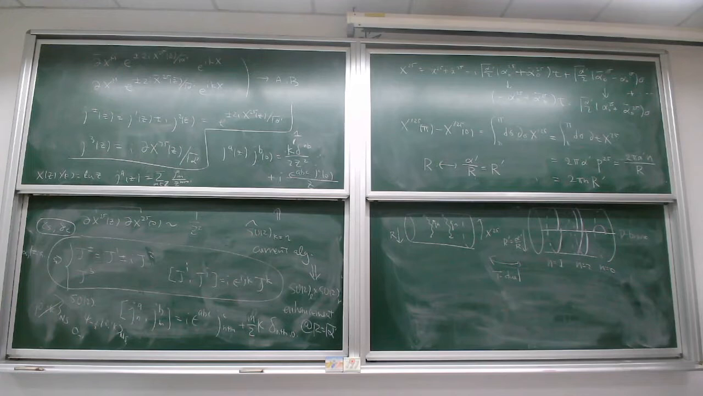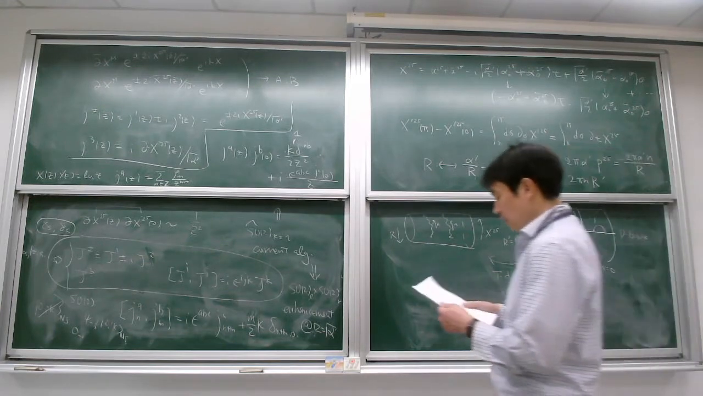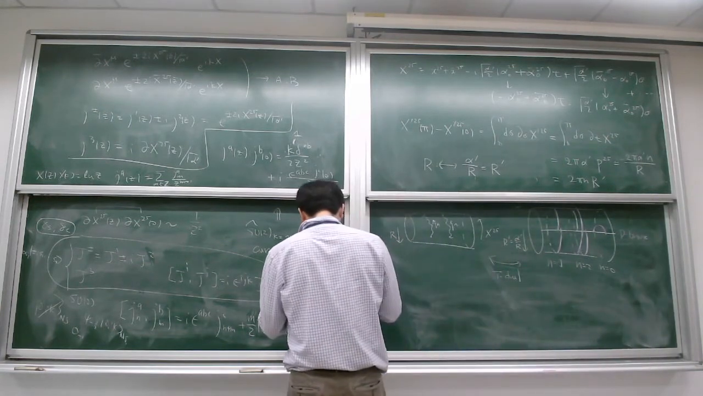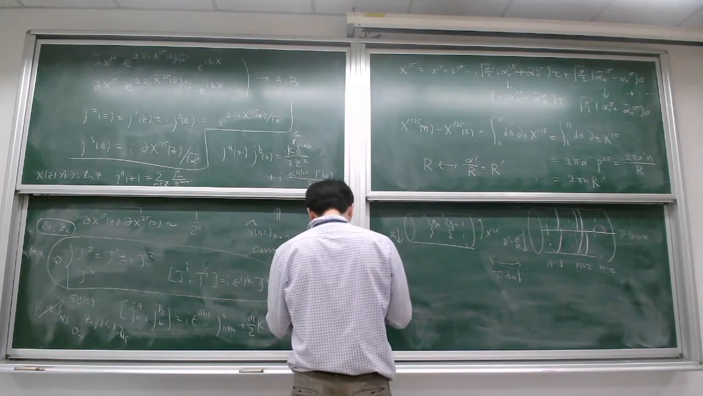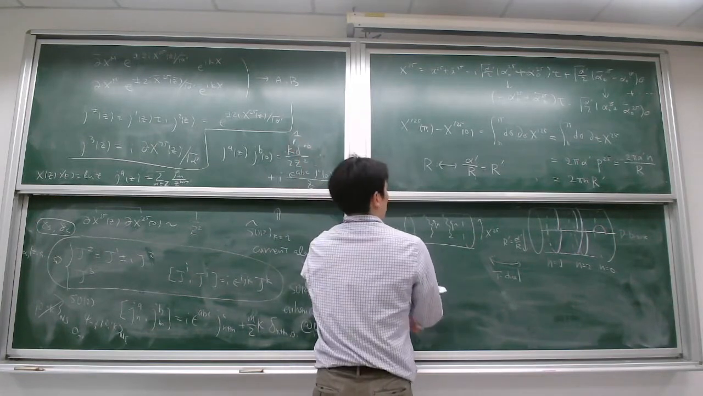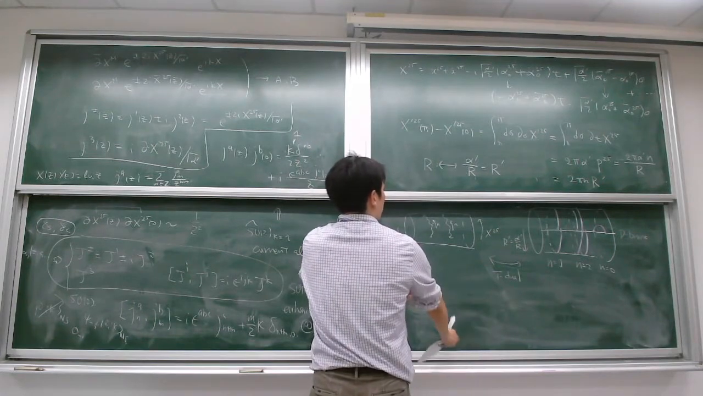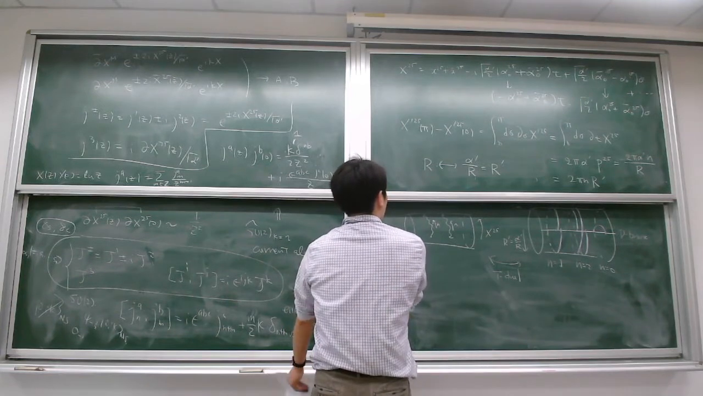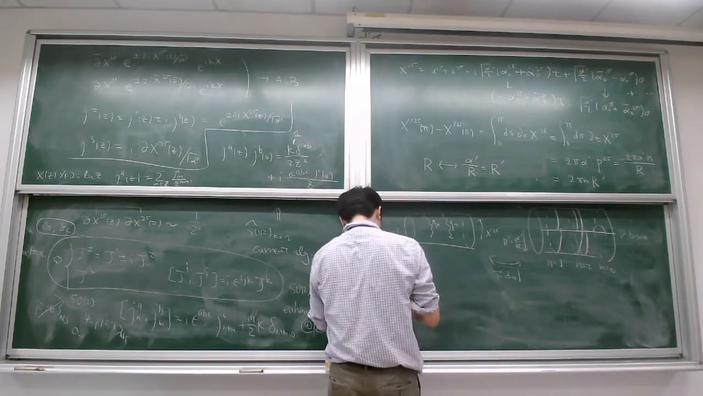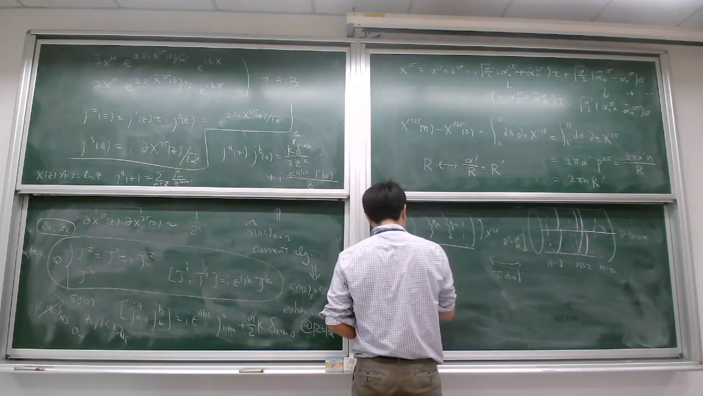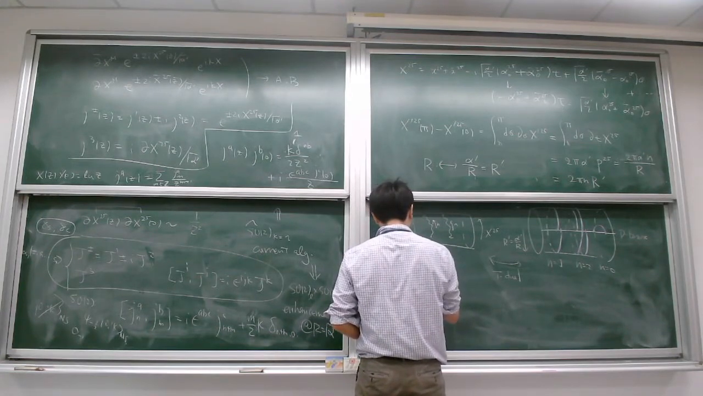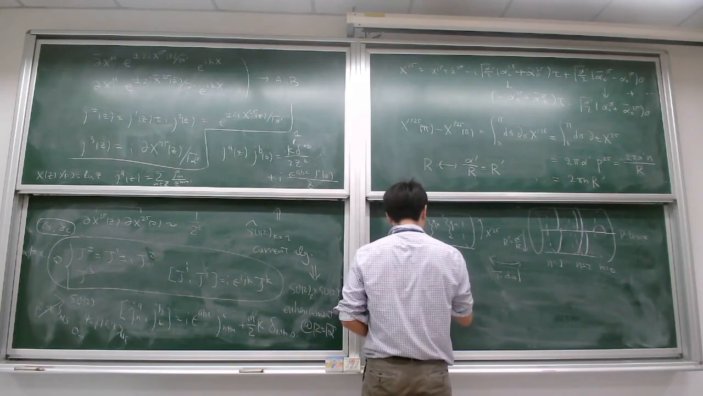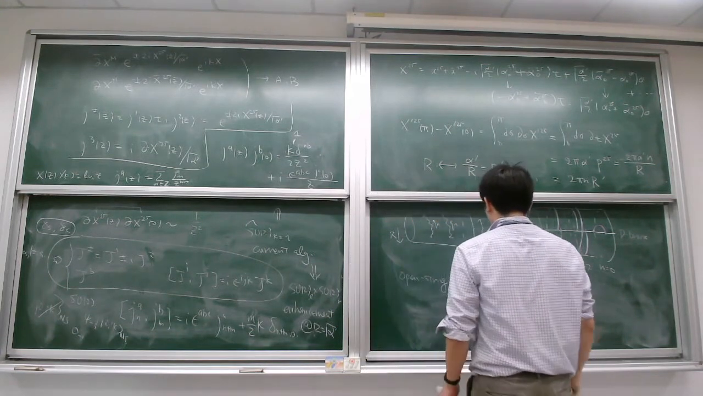Then let's look at a bit more detail about this T-duality in the open string. For instance, we know the open string can generate the gauge field.